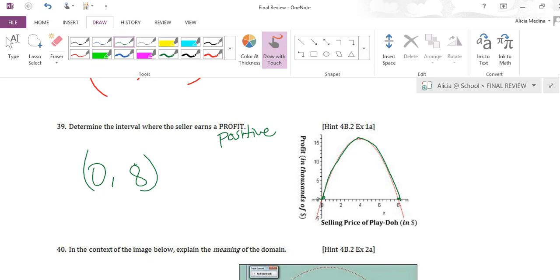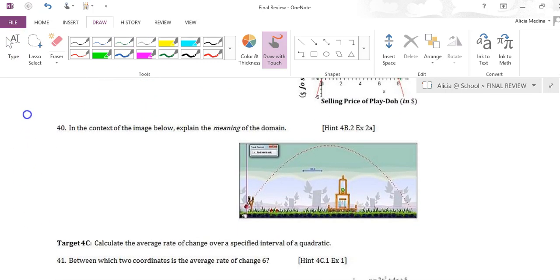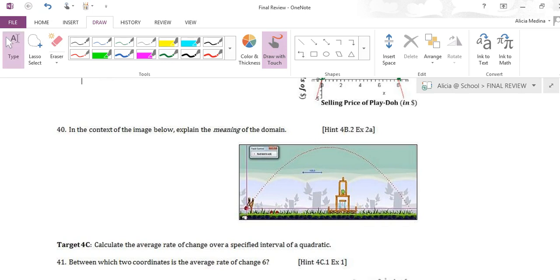All right. Going ahead and moving on to number 40. In the context of the image below, explain the meaning of the domain. So kind of, what do we have here? So Angry Birds. We have this launch, right? And so our domain is whatever the x-axis is. So this could be the distance that the bird traveled. We can also say it was the time it took to launch. From the time it was launched to the time he hit the ground. It's whatever could be measured on that x-axis.